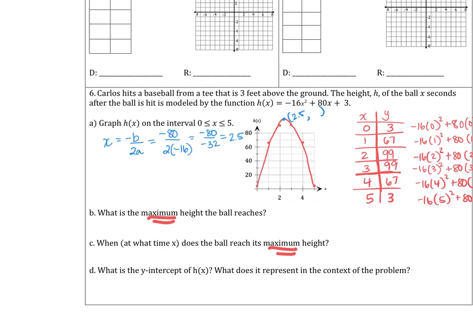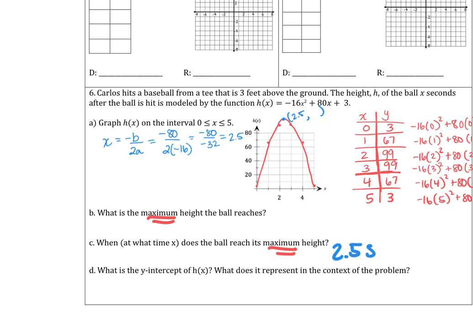And what are the x values representing? Yeah, the time, right? So that gives us the answer to question C, because it says, when does the ball reach its maximum height? Well, that vertex had an x value of 2.5, and that's time. So it reaches its maximum height at 2.5 seconds.